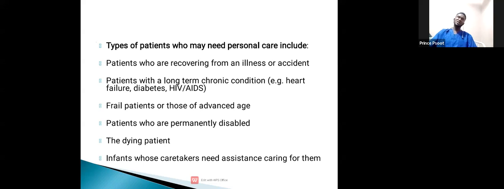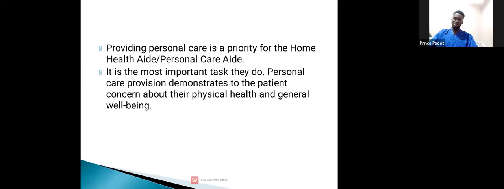They are dying, especially patients in the ICU who are having intensive care. Those patients need personal care. And infants whose caretakers need assistance caring for them. Of course, infants can't do anything for themselves. So when the caretaker, such as the mother, needs assistance, they also fall under those who need personal care.